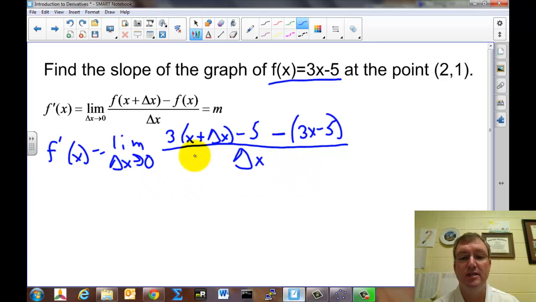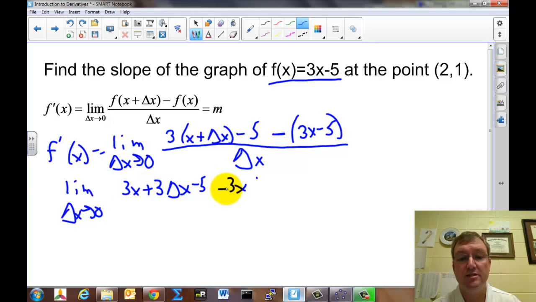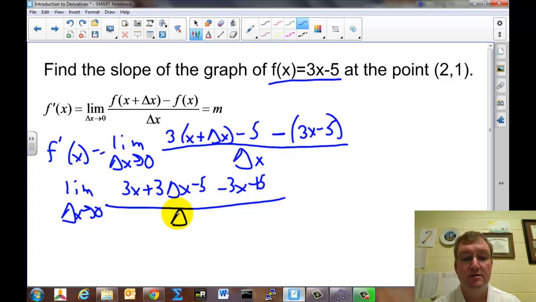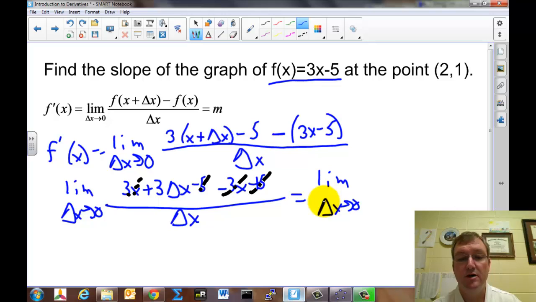So for right now, I want you to look at this limit. Should be very similar to problems we've done before. And let's see if we can evaluate it. If we distribute, we get 3x plus 3 delta x minus 5 minus 3x plus 5 all over delta x. If we evaluate that, the 3x's will cancel out. Negative 5 and positive 5 will cancel out. So we're left with the limit as delta x approaches 0, 3 delta x over delta x. Still can't evaluate, but we can do some more simplification. The delta x's will cancel out, and we're left with an answer of 3.